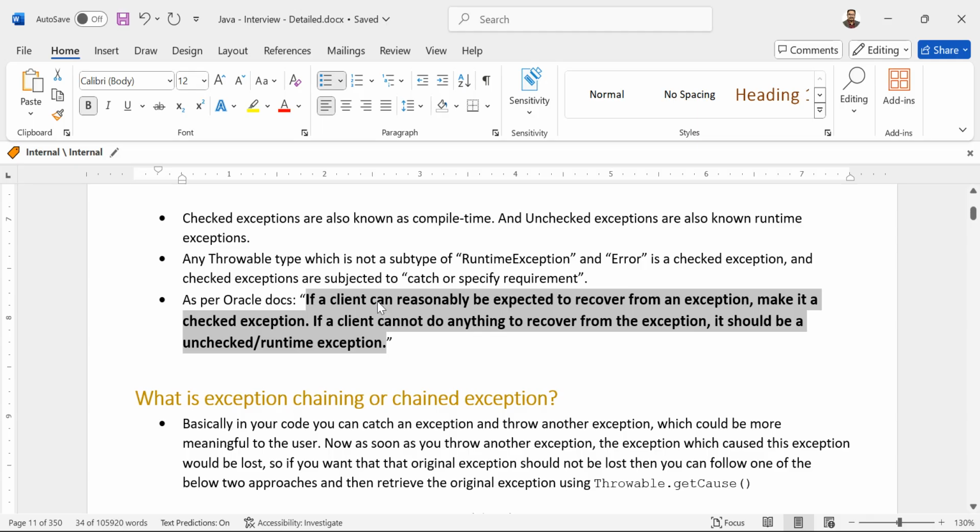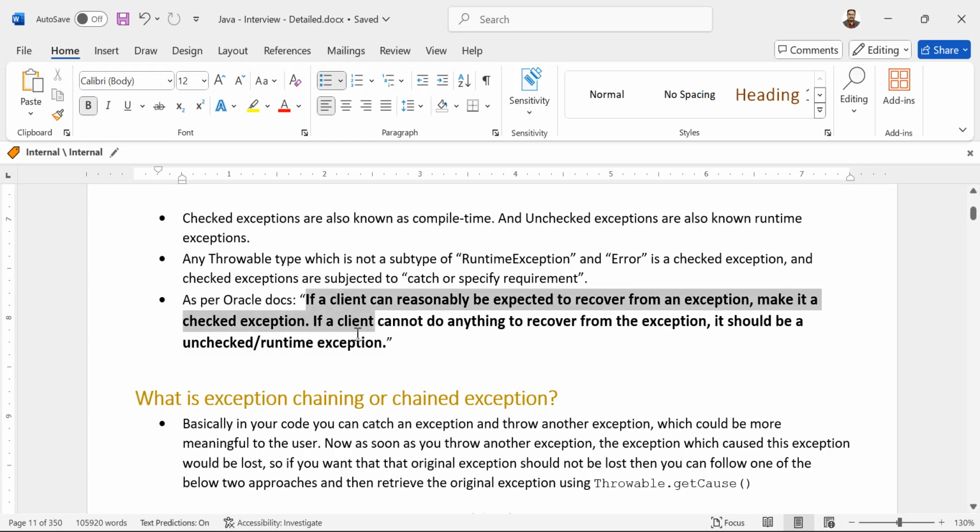Let me quickly tell you a few examples. Examples of checked exceptions are IOException or FileNotFoundException, and examples of unchecked exceptions are ArrayIndexOutOfBoundsException and NullPointerException. Now a client is reasonably expected to recover from a file not found, right? For example, if you are reading a file, then a client can put the file in place and he can recover from that kind of exception. So that is where you will make it a checked exception.